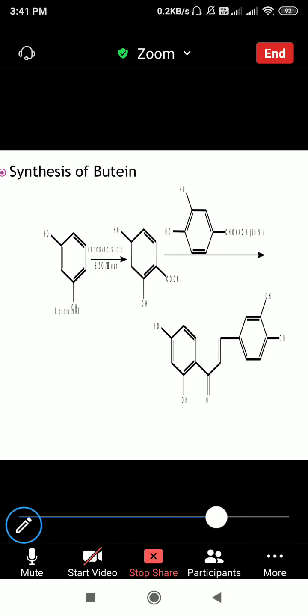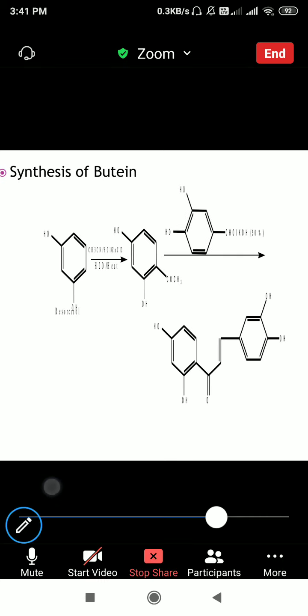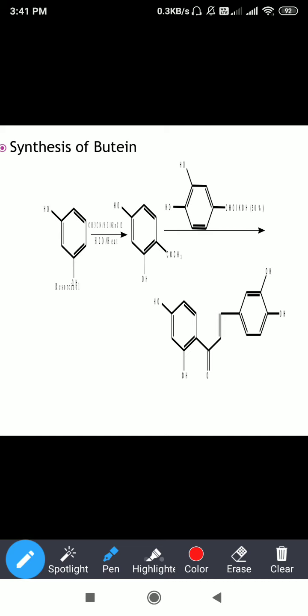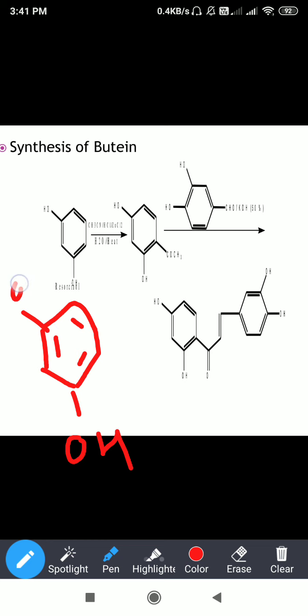Now this resorcinol reacts with CH3CN, that is acetonitrile, ZnCl2, zinc chloride, and HCl. Here the lone pair of oxygen shifted here and this pi bond opens on this carbon. Now this carbon becomes negatively charged, that is CH2 negative. Now a nucleophilic addition takes place to the acetonitrile, that is CH3 C triple bond N.